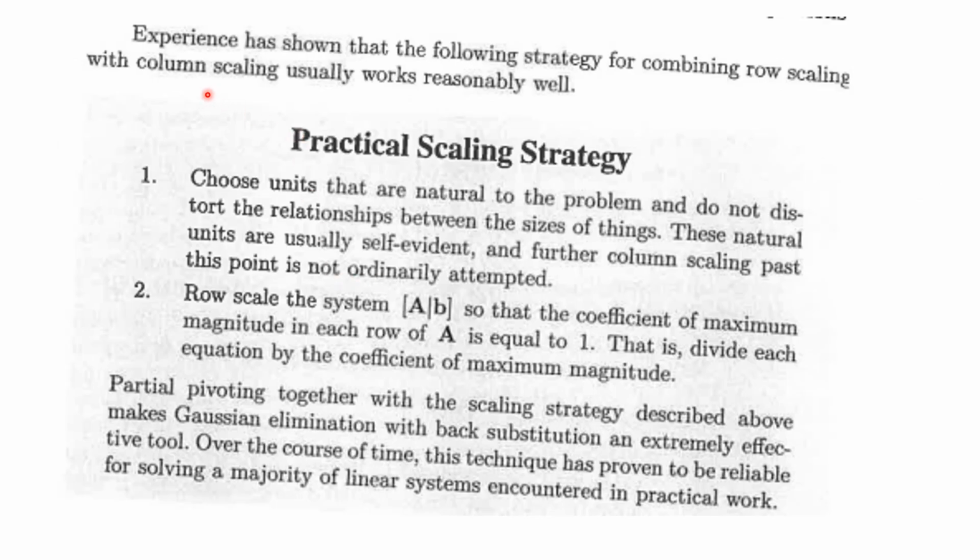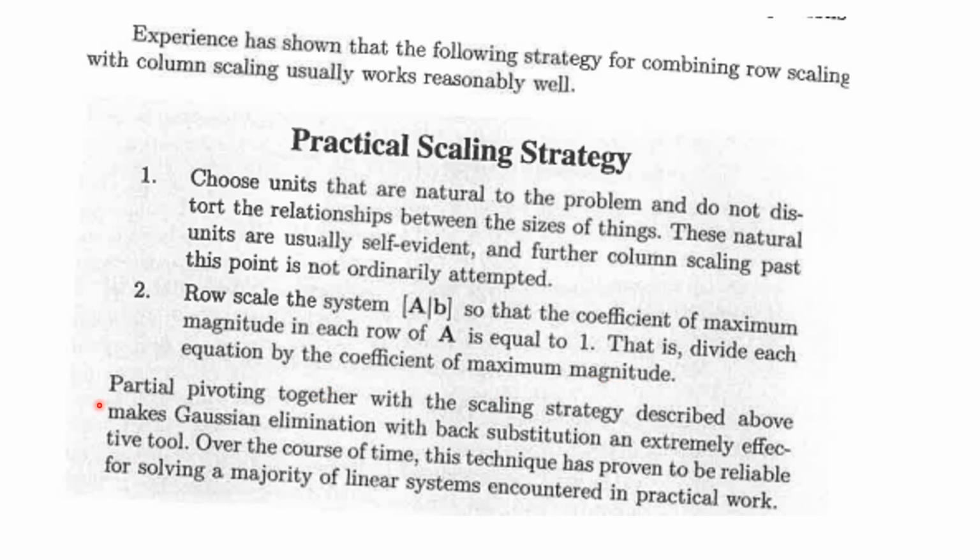Now, experience has shown that the following strategy for combining row scaling with column scaling works reasonably well. Choose units that are natural to the problem and do not distort the relationship between the sizes of things. These natural units are usually self-evident, and further column scaling past this point is not ordinarily attempted. And row scale the system so that the coefficient of maximum magnitude in each row is equal to 1. That is, divide each equation by the coefficient of maximum magnitude.